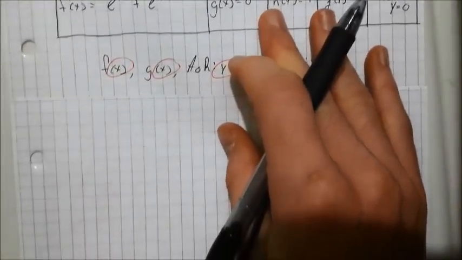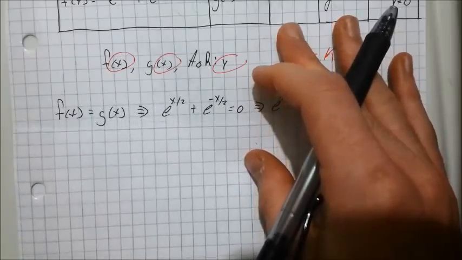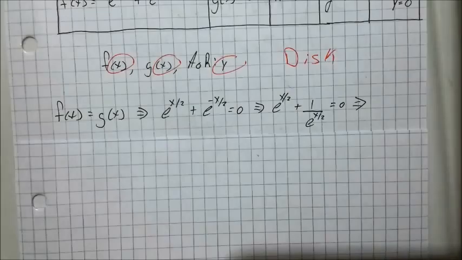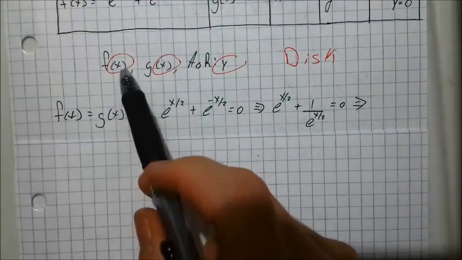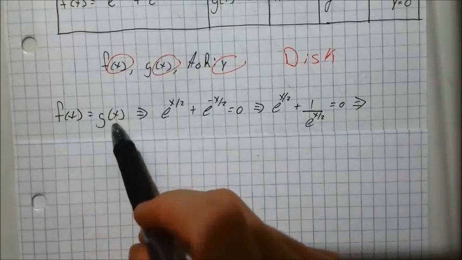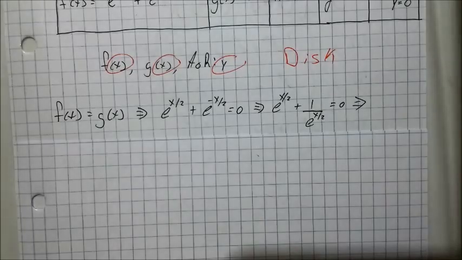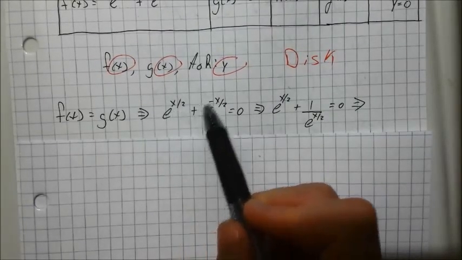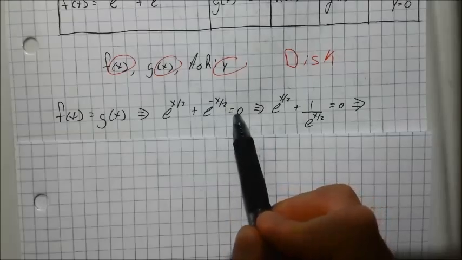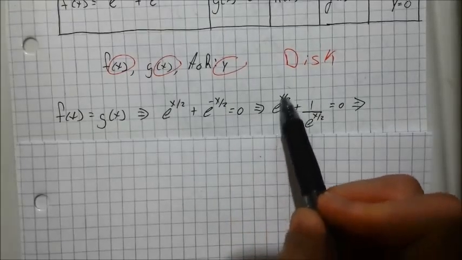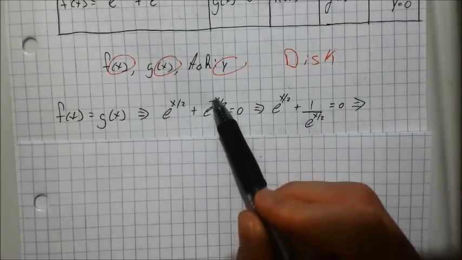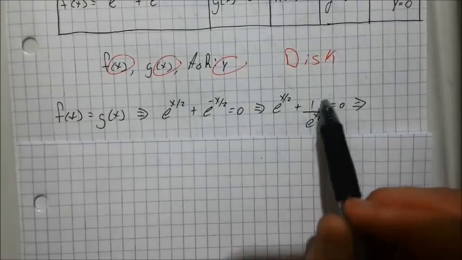So we can use the disk method here, and to start that, we need to find a domain. Whether we're using the disk method or the shell method, we would need to find a domain. We do that by setting these two functions equal to one another and finding where they cross. If we set e to the x over 2 plus e to the negative x over 2 equals 0, then we can say that e to the x over 2 plus 1 over e to the x over 2, because that's what this negative does, is 1 over this, equals 0.